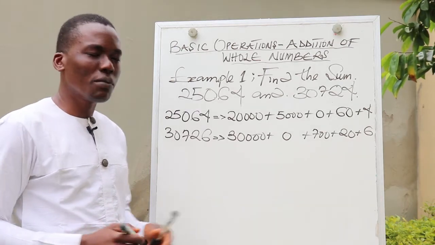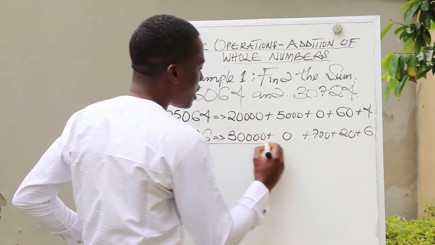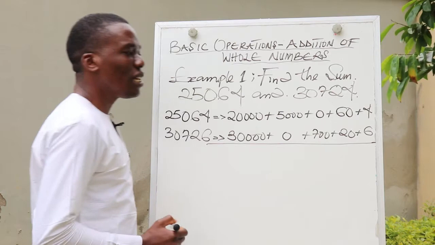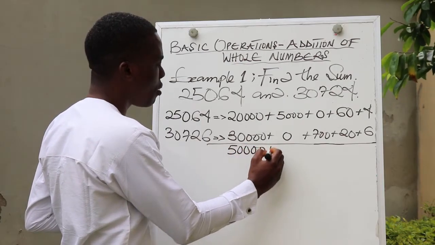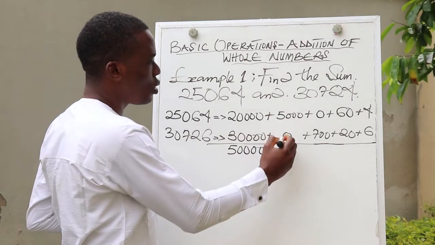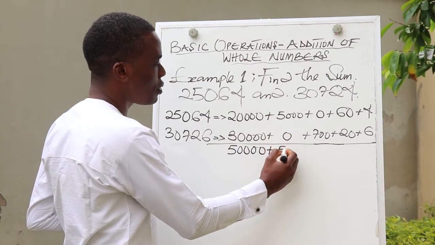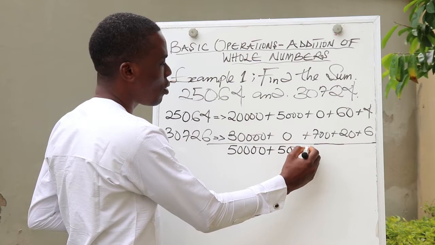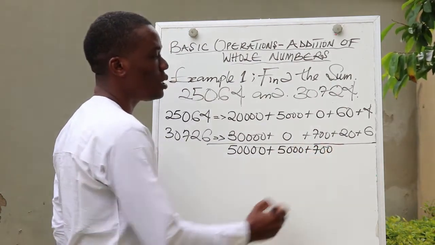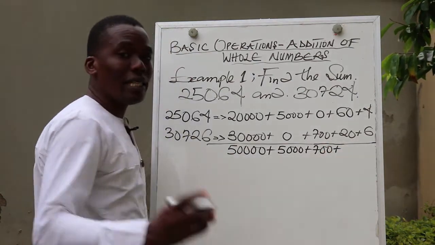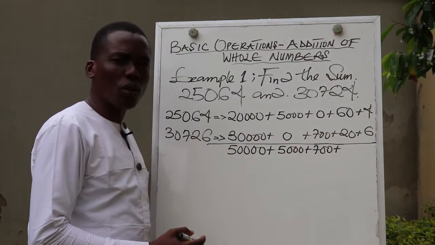Now you've seen that we have expanded this number that is in the tens of thousand. So what are we expected to do? We are expected to add the expanded numbers. Now this will give us 50,000 plus 5,000 plus 700 plus. Now at this extreme end, I want you to note something.